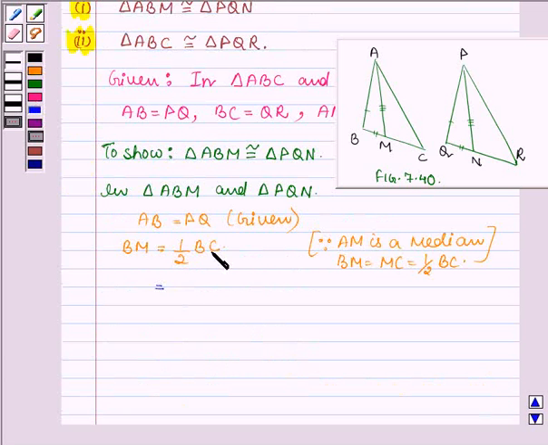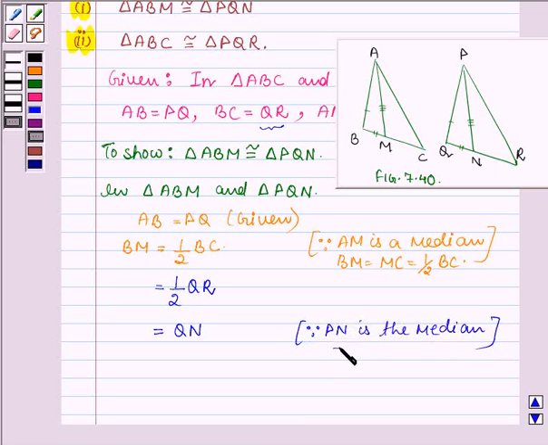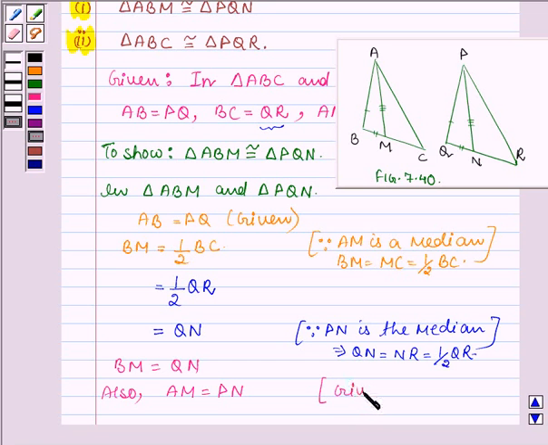Now we are given that BC is equal to QR. So this can be written as half of QR, and half of QR is equal to QN, since again PN is the median. And this implies that QN is equal to NR is equal to half of QR. Thus we have BM equal to QN. And also we have AM is equal to PN. That is, the median of both the triangles are equal. This is also given to us.